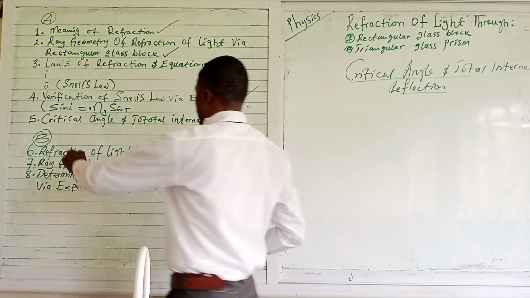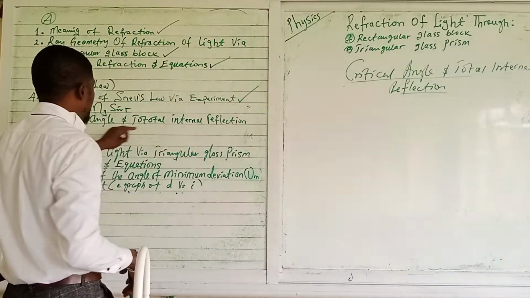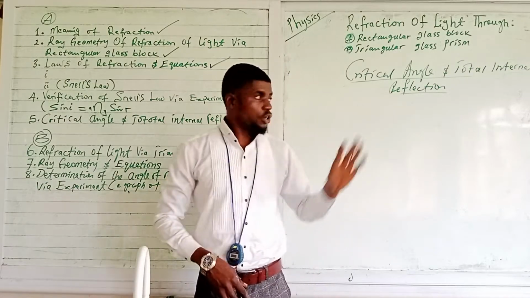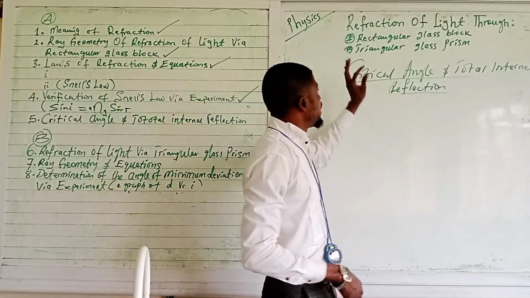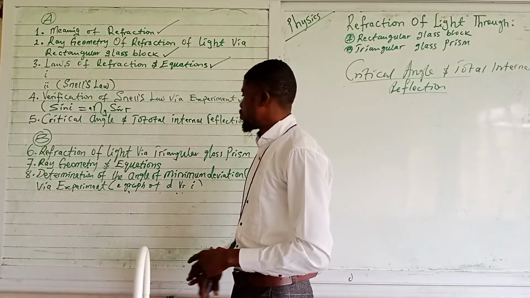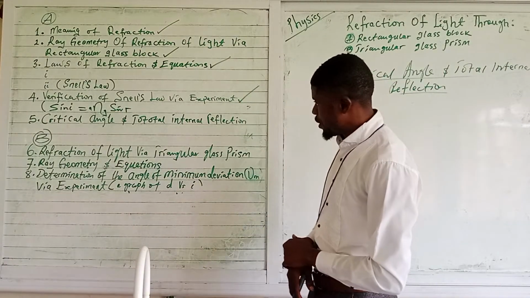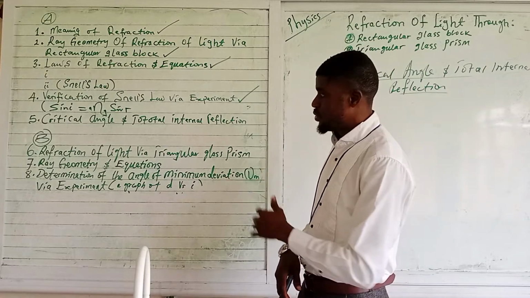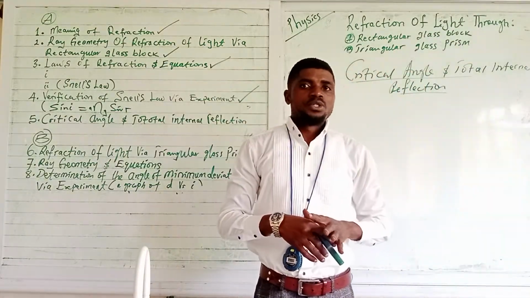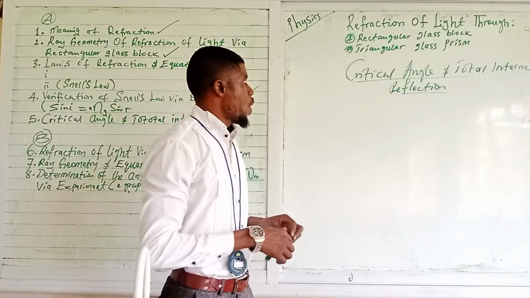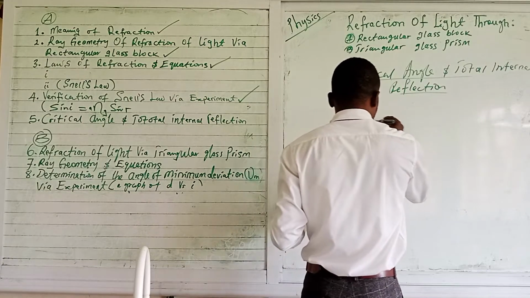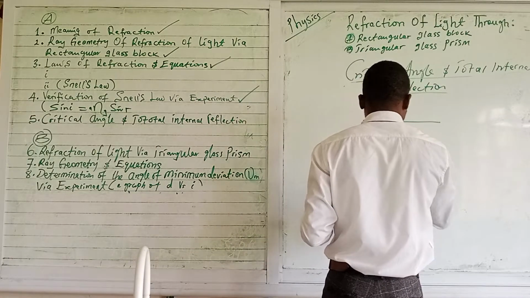However, we rushed over critical angle and total internal reflection. In this video, I want us to just touch a little on critical angle and total internal reflection, and then look at refraction of light through triangular glass prism, and then the equations, and then do some little calculations. Total internal reflection occurs because we did that in the previous video. I'll just repeat it today once again.